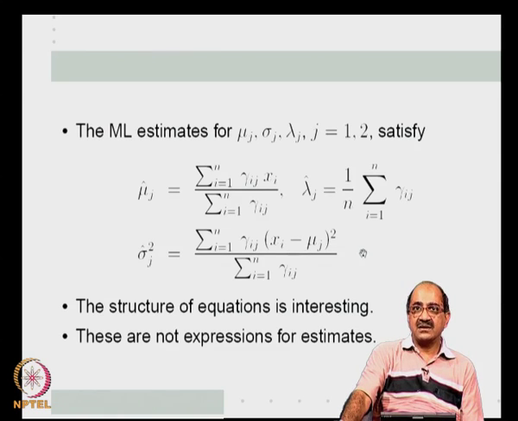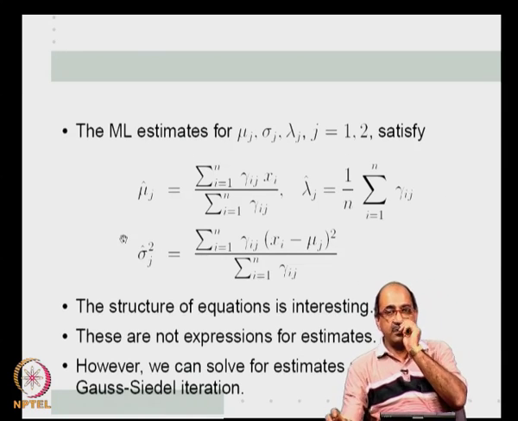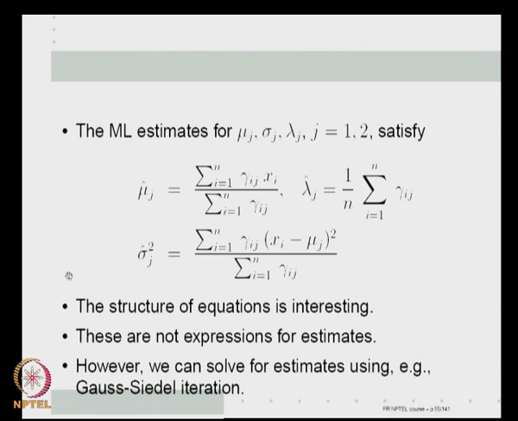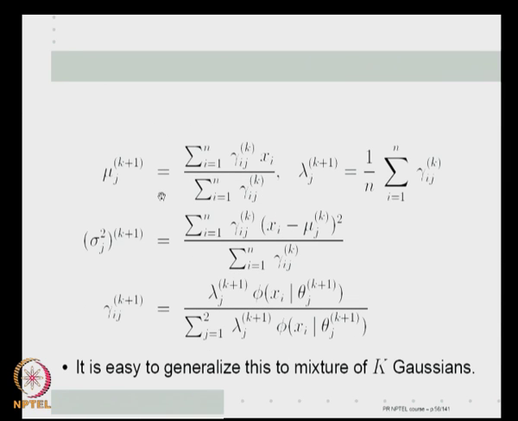Even though these are not expressions for estimates, because both sides involve them, we know that the estimates mu_j, sigma_j, lambda_j satisfy the simultaneous equations. Given any set of simultaneous nonlinear equations, we can solve them iteratively using, let us say, Gauss-Seidel iteration. What does Gauss-Seidel iteration do? At each iteration, I use the values of the previous iteration, put them in the RHS of the equations, and then the LHS will give me my new values. So, if I did that, I get these iterates.